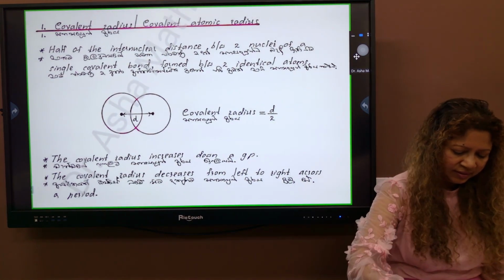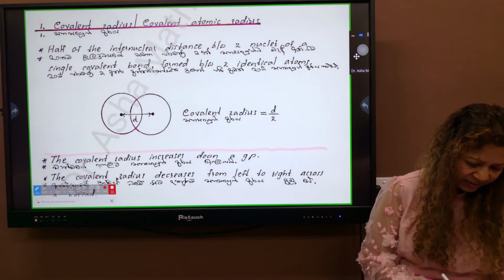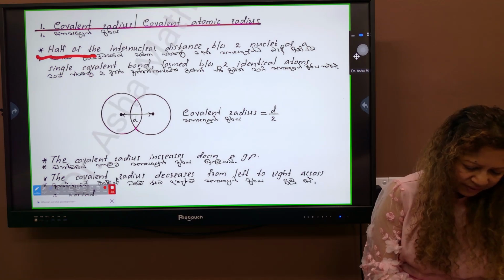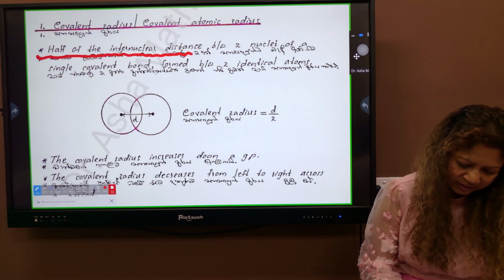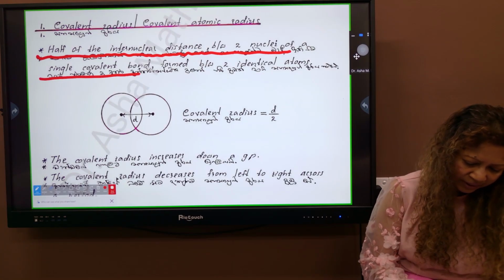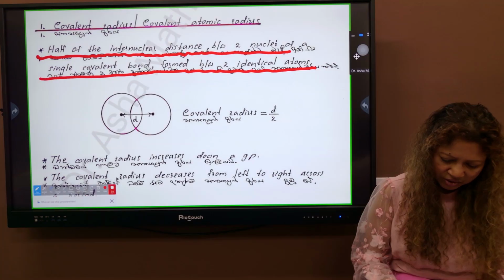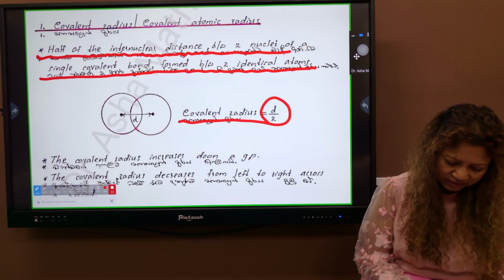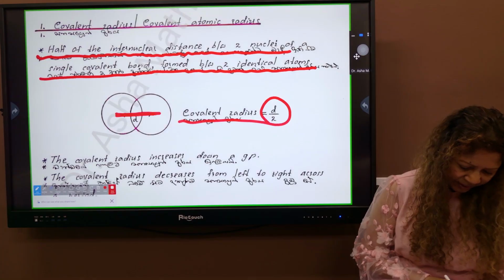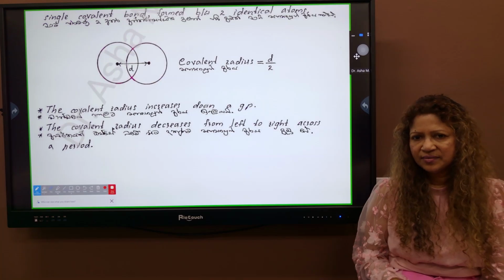Okay, let's read. Covalent radius or covalent atomic radius. Half of the internuclear distance between two nuclei of a single covalent bond formed between two identical atoms. So the covalent radius equals this d divided by 2. Then make it exactly the same.